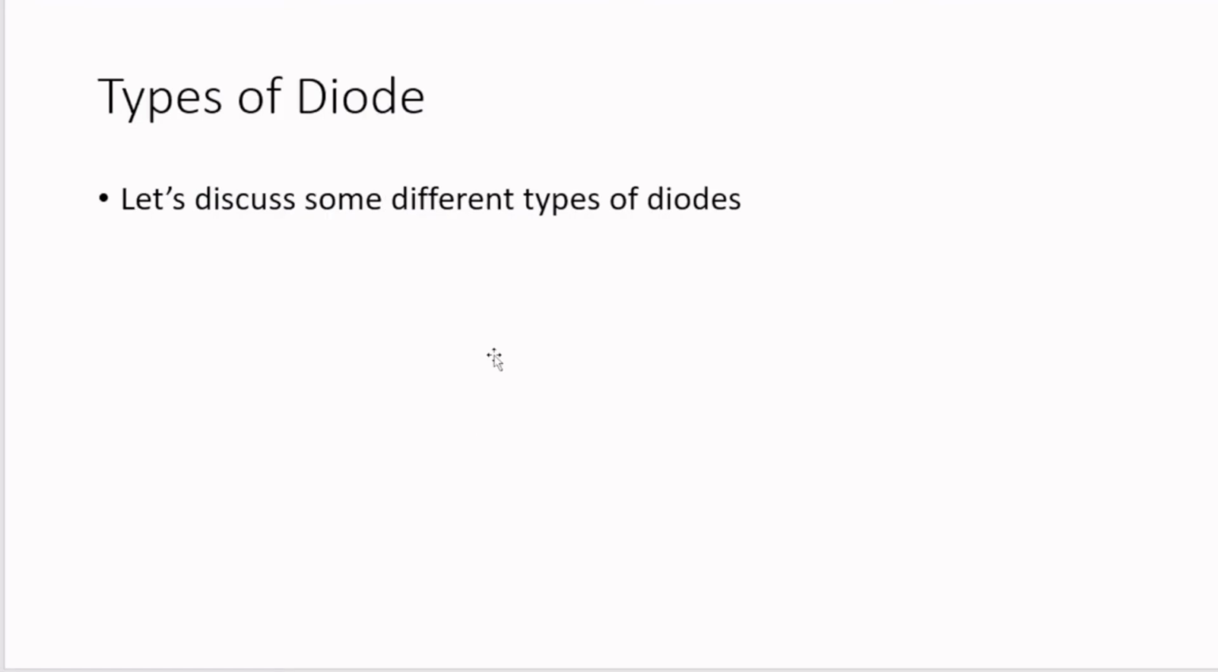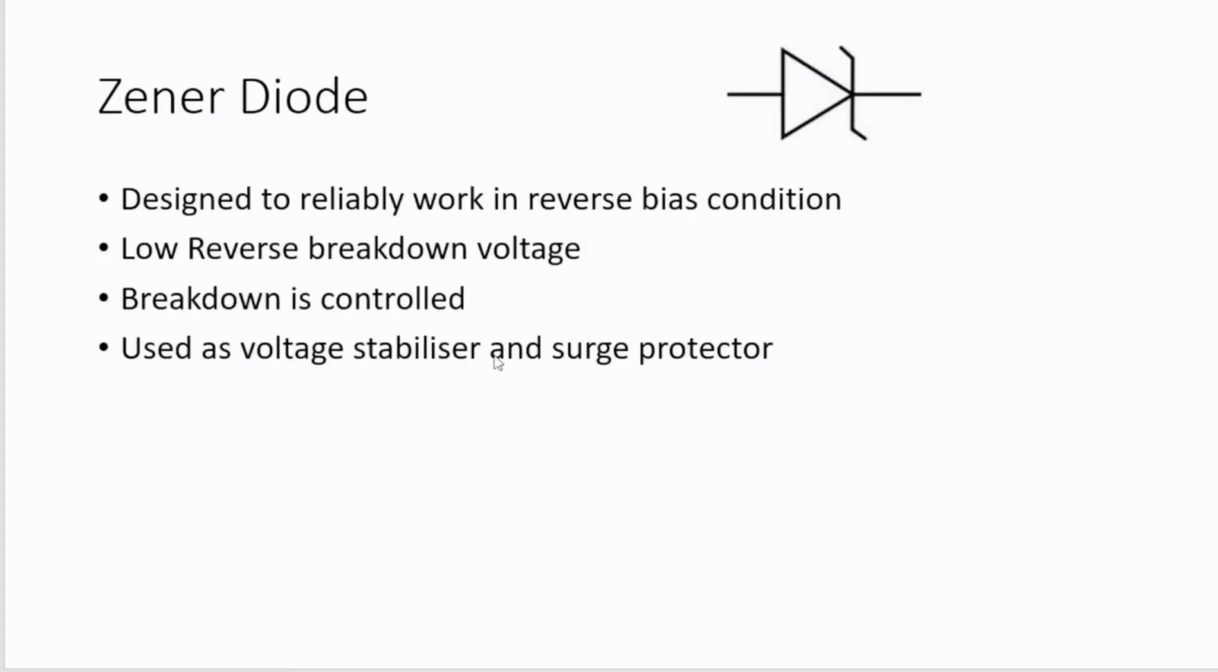Now let's see what are some of the types of diode that can be made using this basic function of forward bias, reverse bias, and depletion layer. What are the different types of diodes that we can make? First on the list is the Zener diode. What is a Zener diode?